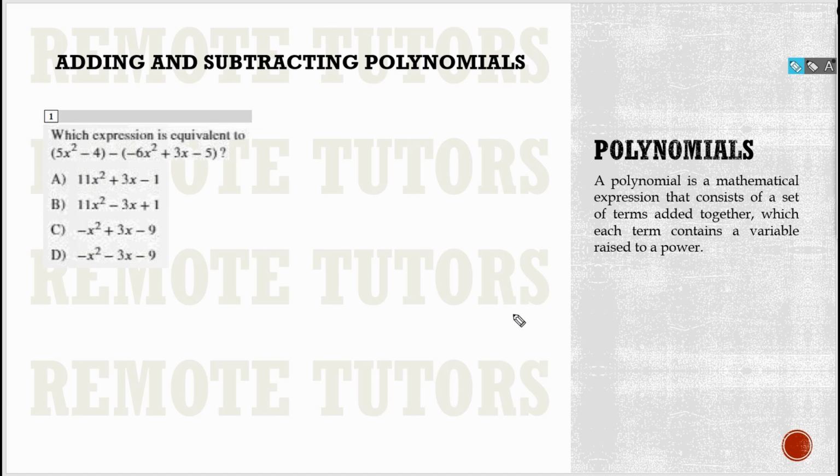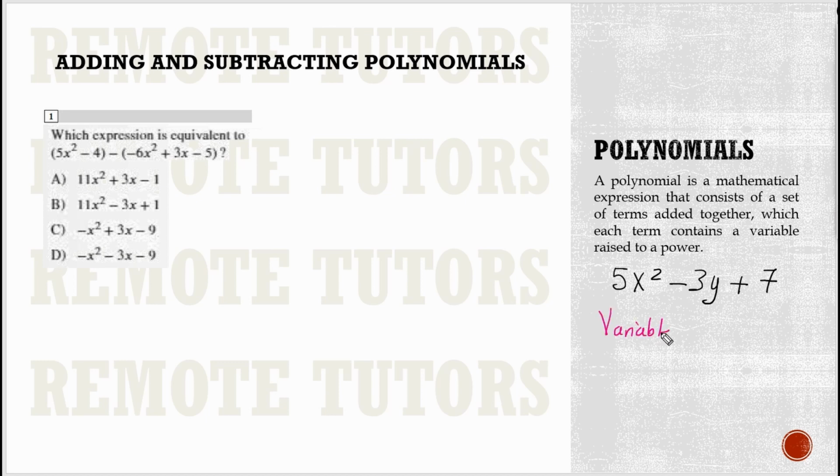Okay, welcome to lesson number 2. Now we will talk about polynomials. A polynomial is a mathematical expression, okay? For example, 5x squared minus 3y plus 7.